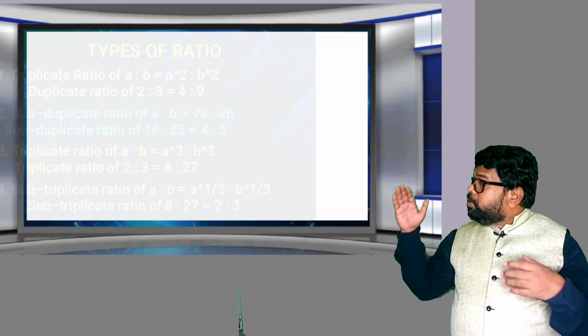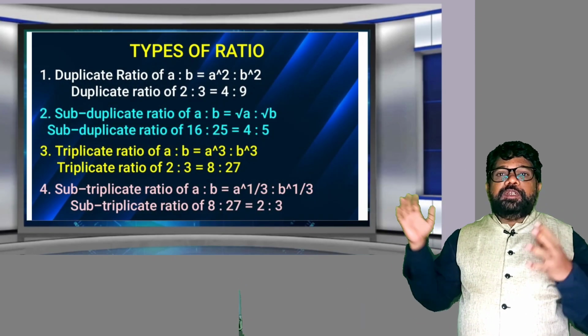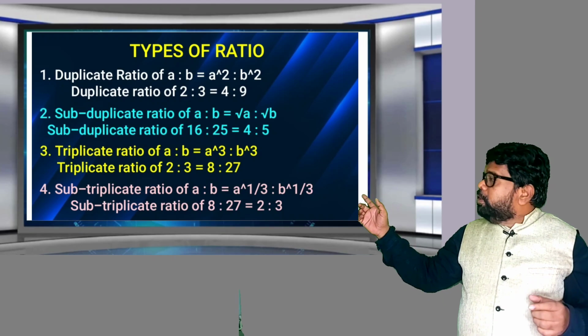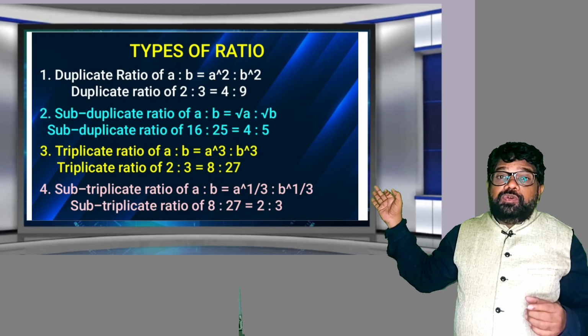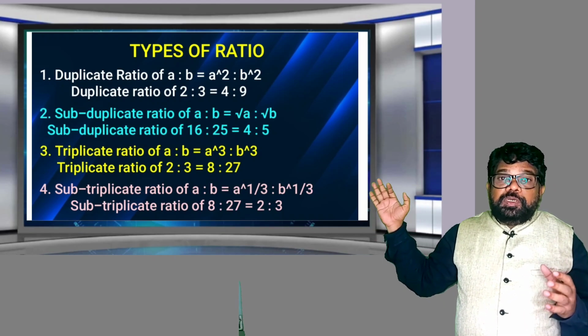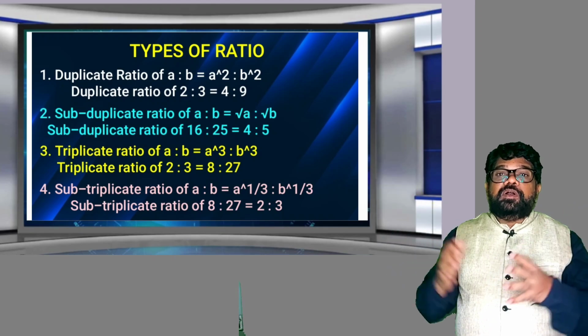Now types of ratio. There are different types of ratios. The first one is here: what is the duplicate ratio of A is to B? Duplicate ratio means, you have to put in your mind, simply the square of the terms.